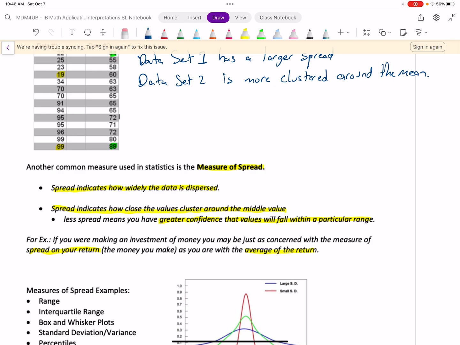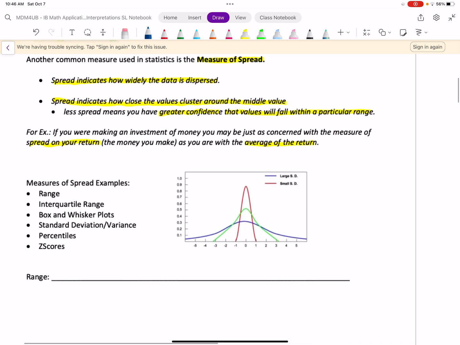So if you were to invest some money and they give you an average return of, let's say, 5%, but some years it might be -5% and some years it might be 15%, that's pretty important to know. Whereas if you had something where it was like either 4 to 6%, it makes a big difference in terms of the measure of spread and your comfort level with your investment. So just a simple example that you could see the use of this.